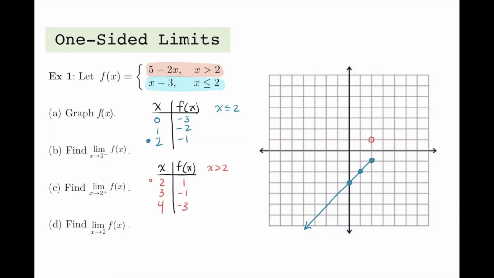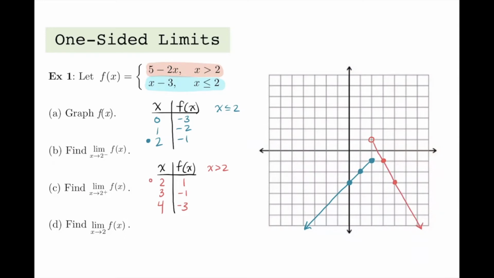When x is 3, y is negative 1, so that's the point down here. We will fill that in. And when x is 4, we have y is negative 3. So that's this point down here. I know this is a line and it's got a negative slope, so I can connect these together and just kind of extend the graph to look like this.